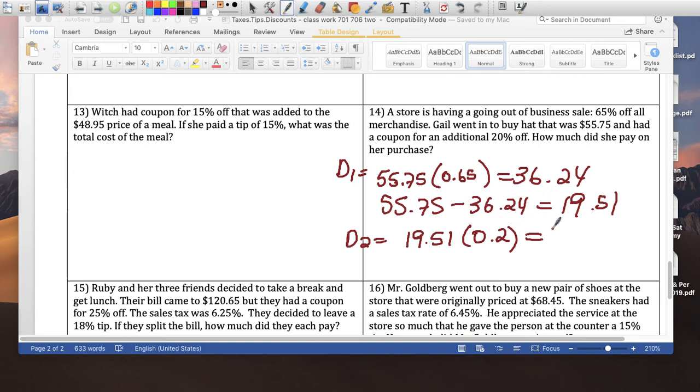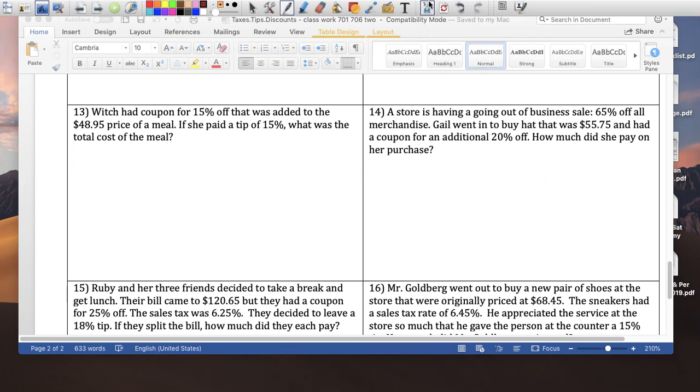So her discount's going to be, we're going to take another $3.90 from it. So 19.51 minus $3.90. 19.51 minus 3.9 tells us that her final price after 2 discounts is $15.61. Okay, not a bad day for a hat that was initially at $55.